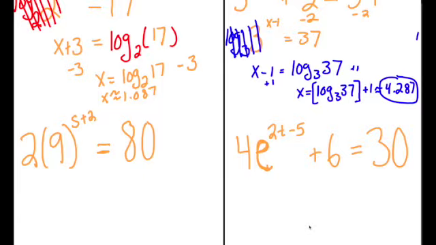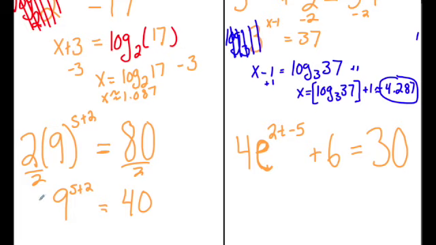Alrighty, folks, so let's head to the third one. We've got 2 times 9 to the s plus 2 is equal to 80. Okay, so again, as with all of them, the goal is to always try to get the base alone. So to get the base alone, what do we need to do? Look at it. In this case, it's going to be to divide by 2. So we get 9 to the s plus 2 is equal to 40.